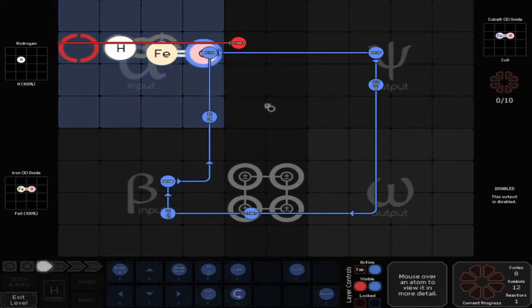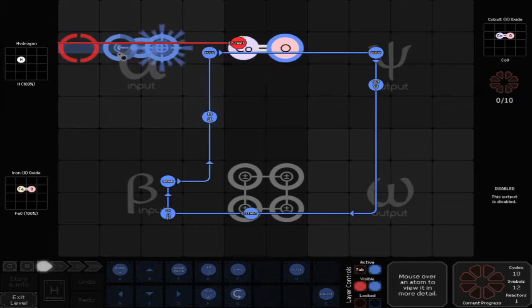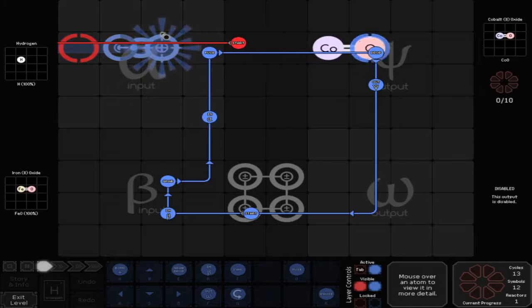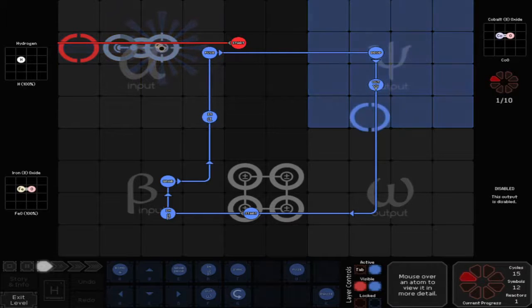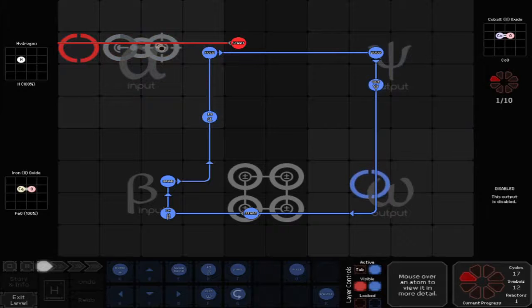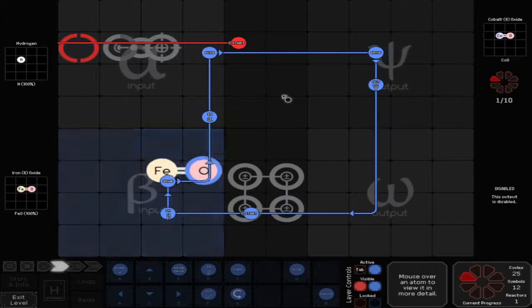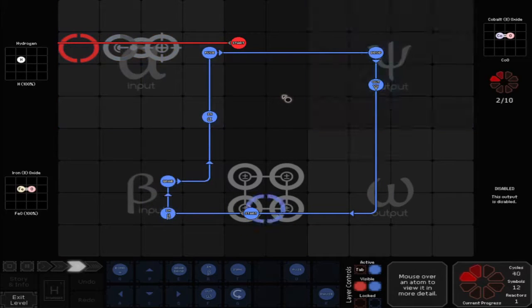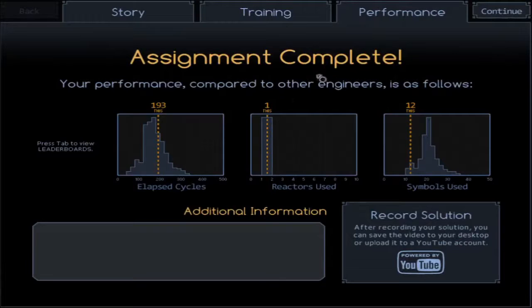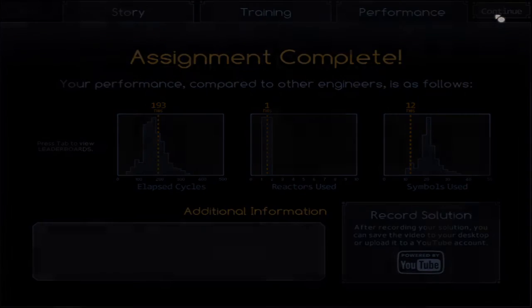So this is basically just math. Add this atomic number to this atomic number, and this guy becomes the sum of the two. Simple enough. Speed 4? Yeah, there we go. Okay.